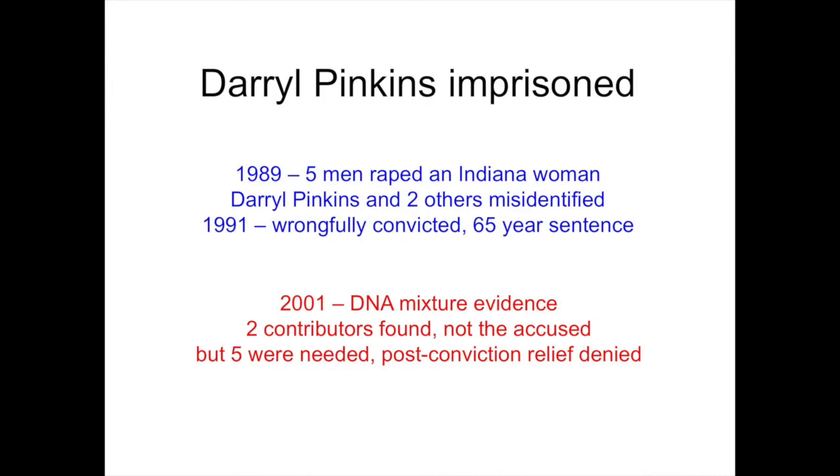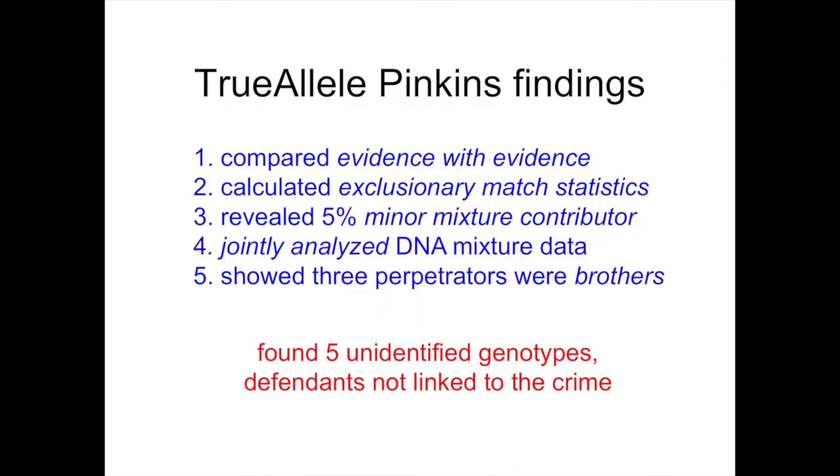And the DNA existed, but the old interpretation methods of the past could only identify a major contributor from the sweater, a major contributor from the victim's jacket, and the post-conviction court said, well, you have two new people you've identified. We had three co-defendants. That equals the five individuals who we know were perpetrating the crimes. They can all stay in jail.